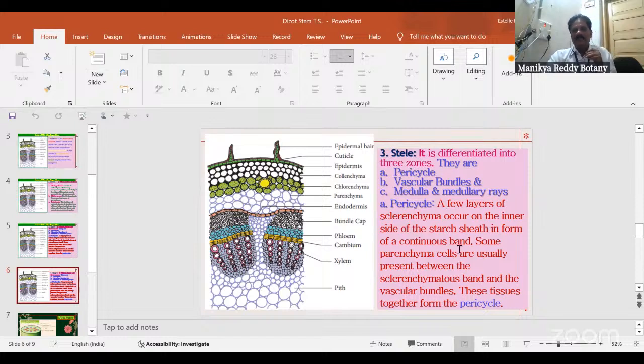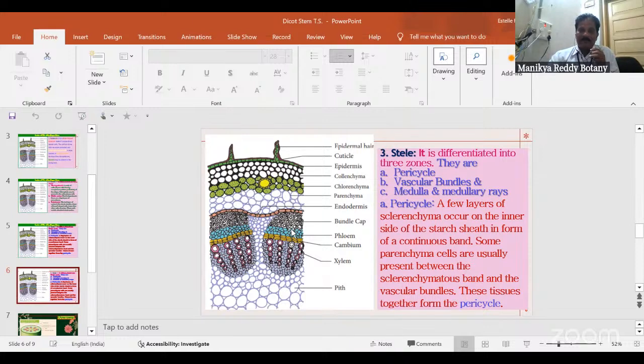Pericycle, in most dicot stems, particularly in sunflower, is made up of sclerenchyma. As you know, the types of ground tissues are parenchyma, collenchyma, and sclerenchyma. All three tissues could be seen in the dicot stem. The general cortex is made up of parenchyma. Hypodermis is made up of collenchyma. Pericycle is made up of sclerenchyma.